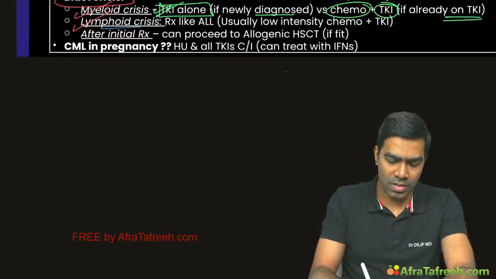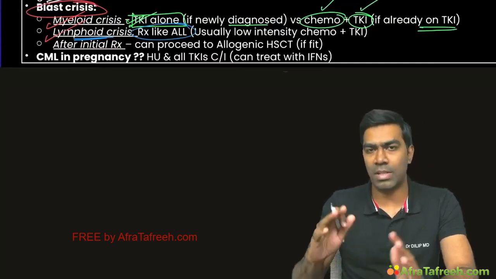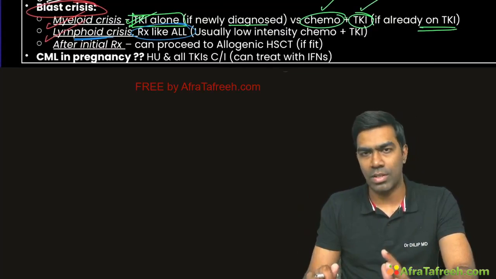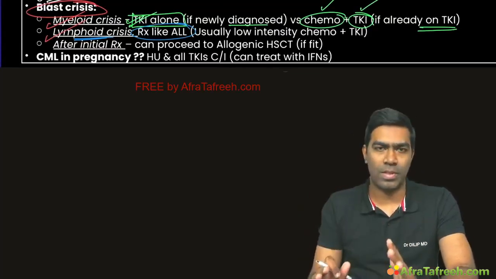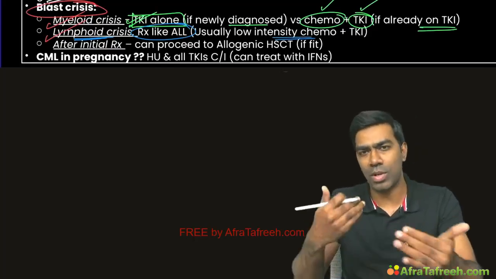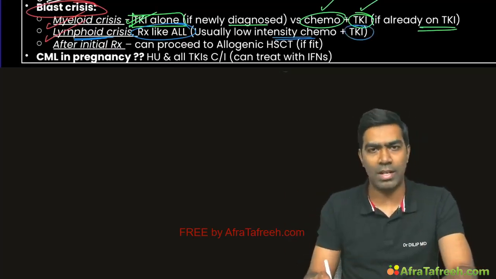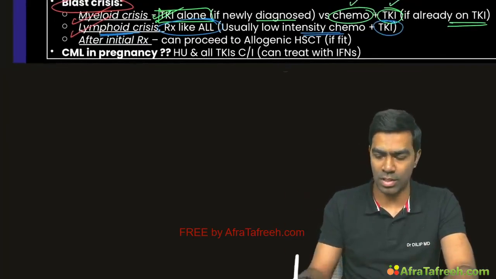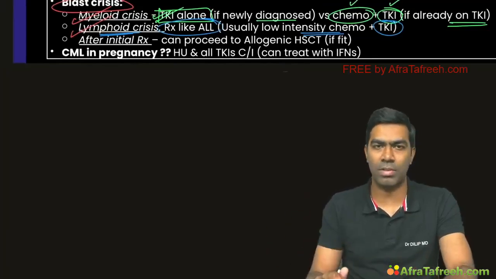In case you are dealing with a lymphoid blast crisis, the treatment will be very similar to that of ALL. That is something that we'll be discussing in the leukemia section. But when it comes to lymphoid crisis due to CML, if you are using chemotherapy for that, try to use low intensity chemo because the treatment-related mortality is quite high. Of course, we are going to add a tyrosine kinase inhibitor without a doubt because it's a CML-related lymphoid crisis, that is a CML-related ALL-like picture.